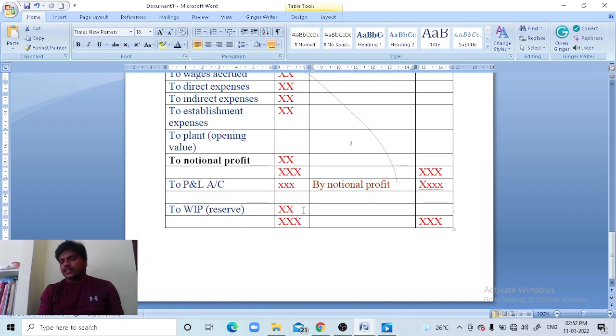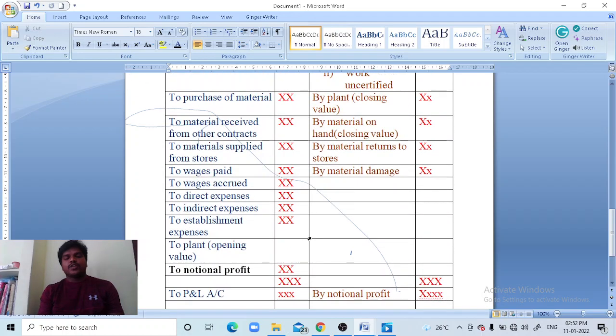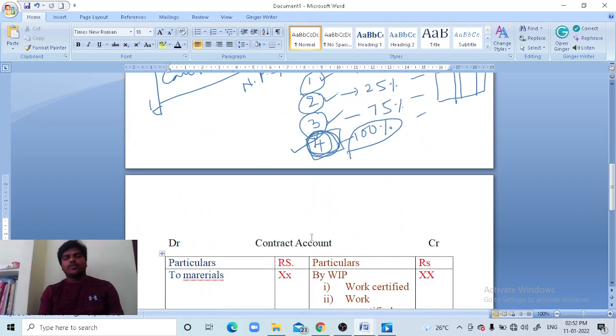In the next class I am going to complete all the problems in the Pankaj Publications book, authored by RP Trivedi and Manoj Trivedi. In this book I am going to complete all the problems in contract accounts as well as the other first, second, third and fourth units of cost accounting. Kindly use this opportunity from your examination point of view. Thank you.